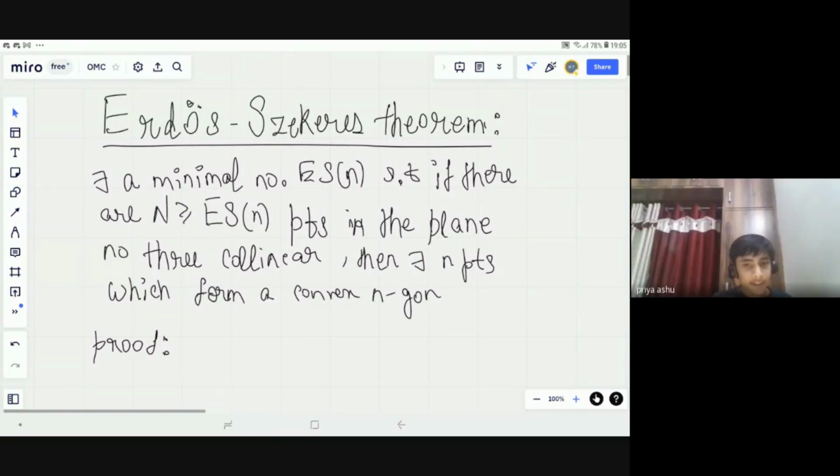Yeah, so this is something that we'll be wanting to prove by the end of this class. It's called the Erdos-Szekeres theorem. It states that there exists a minimal number ES of n such that if there are capital N greater than or equal to ES of n points in the plane, no three collinear, then there exist n points which form a convex n-gon. Is the statement clear?